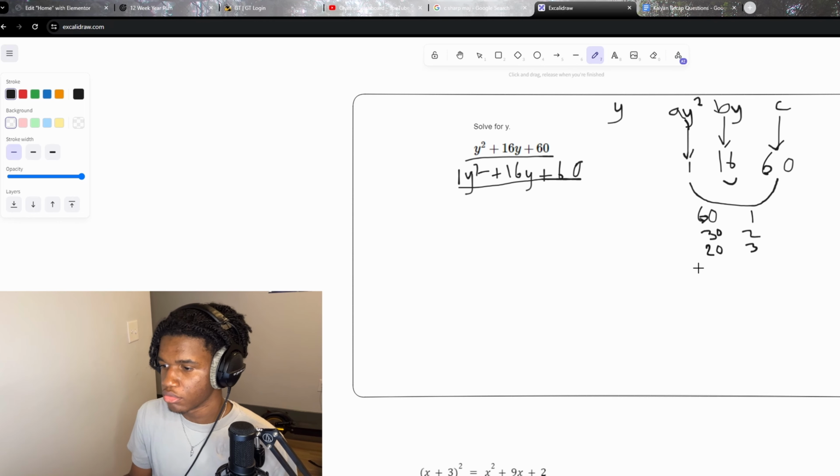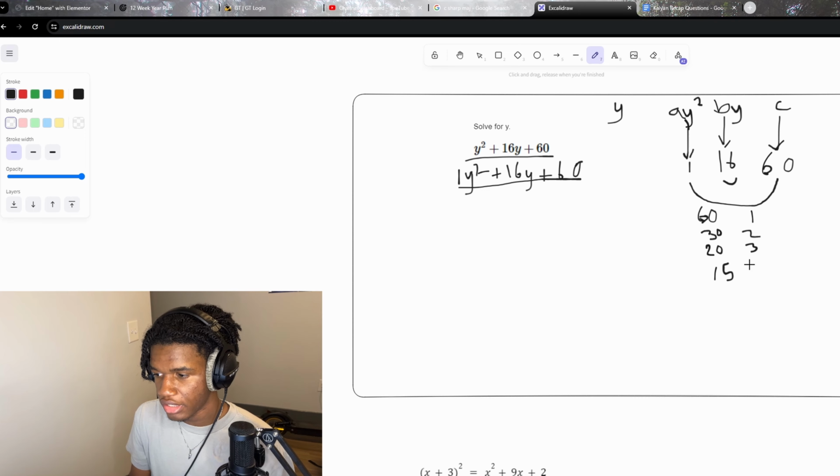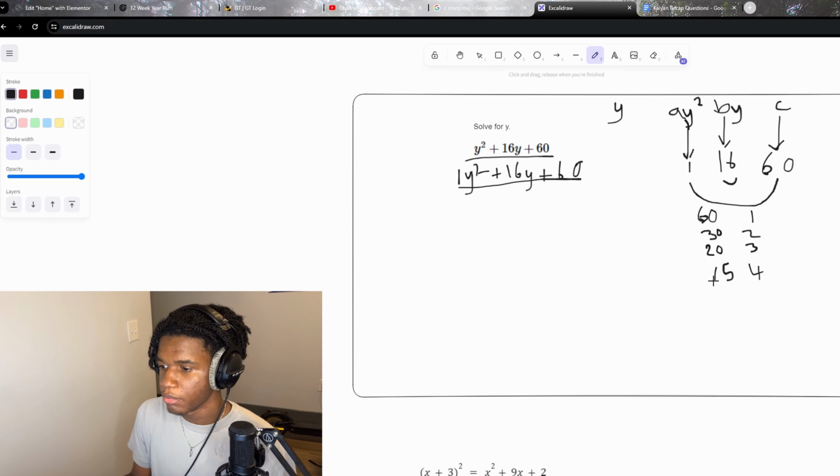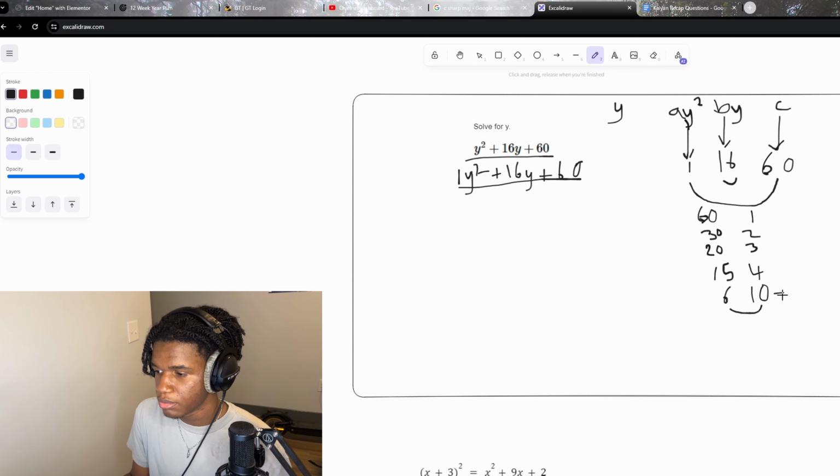So you just want to keep going through these and hopefully you find an answer. Sometimes you don't and you have to use the quadratic equation, but I'm going to keep going. You have 6 and 10. Now you see these do add to 16. So 6 plus 10 is 16. 6 times 10 is 60.